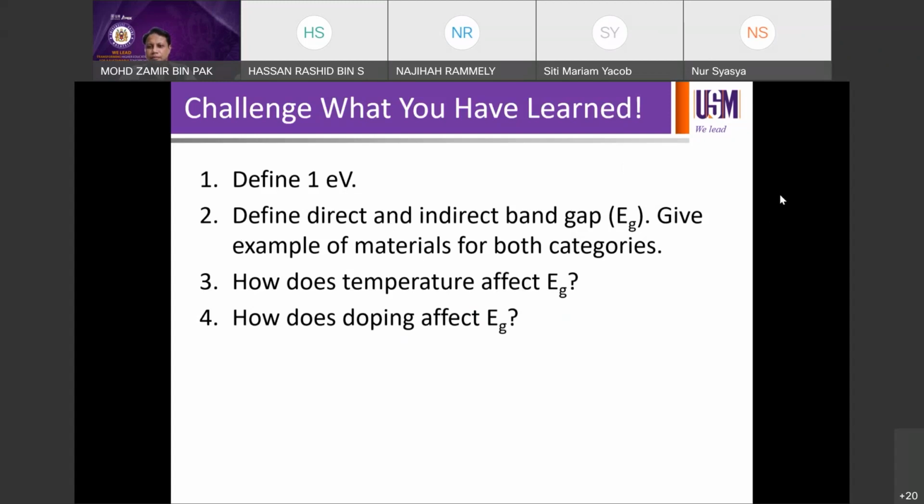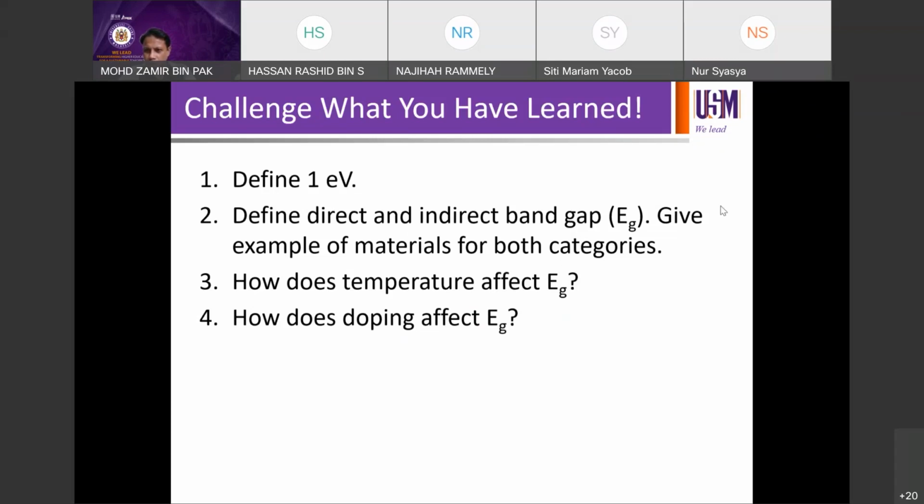Any volunteers? Alisa? Alisa, what is 1 electron volt? Alisa, would you like to share what's 1 electron volt? Alisa? Anyone else would like to share what is 1 electron volt?